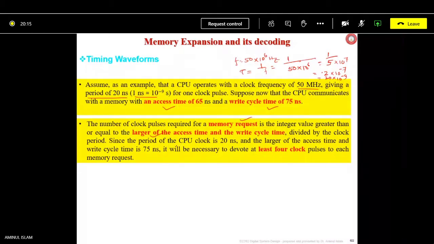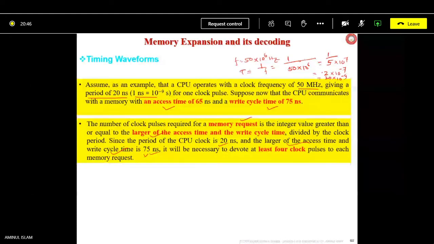Since the period of the CPU clock is 20 nanoseconds and the larger access time, the write time, is 75, so 4 periods are actually required. 80 nanoseconds is at least 4 periods, but 5 nanoseconds before that the write operation will be completed. Is it not?